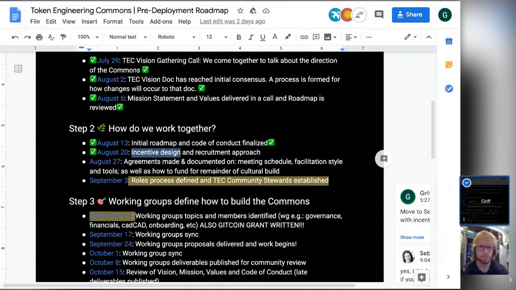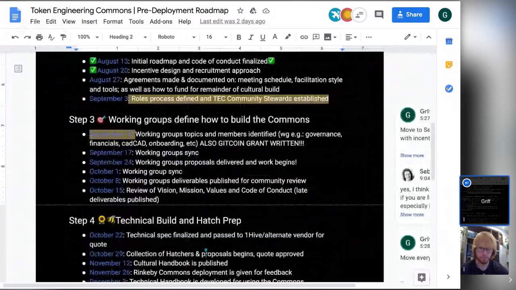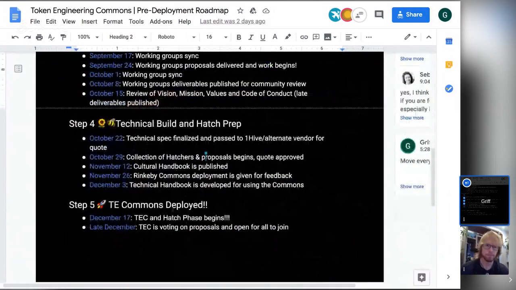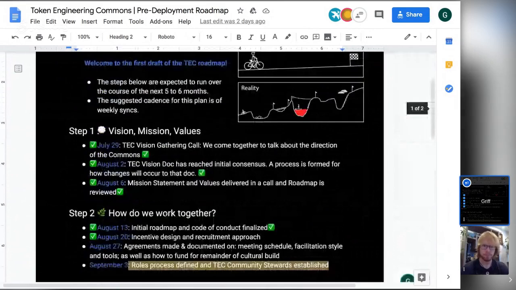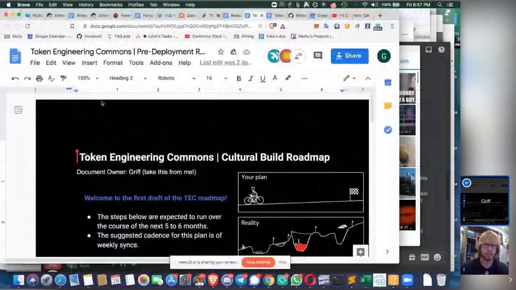Like, what do we need as a team? Not only who's going to do it, but more about what are we going to do? What roles do we need to fill? And then we'll actually fill them. So that's the roadmap. We have a ways to go, but we're on pace to launch the Token Engineering Commons in December if all things go well. But we'll see. Of course, we'll see.